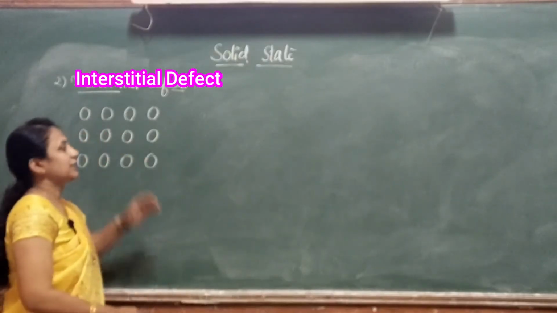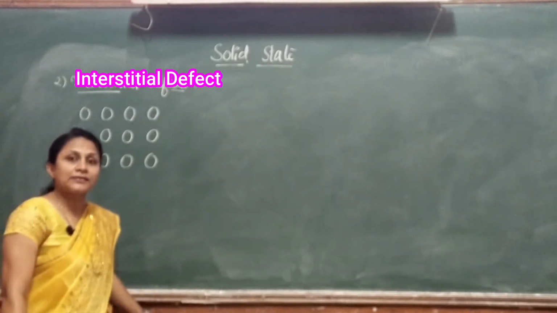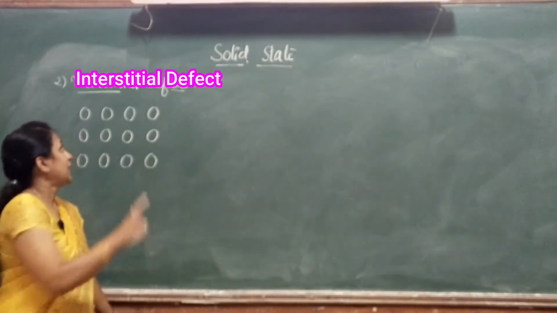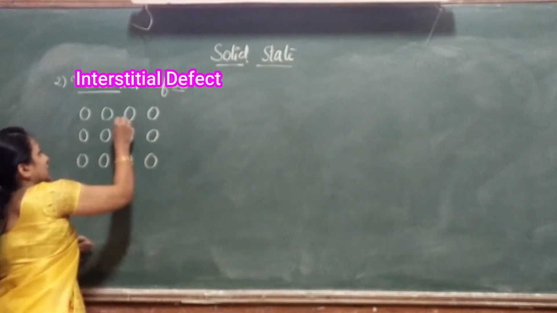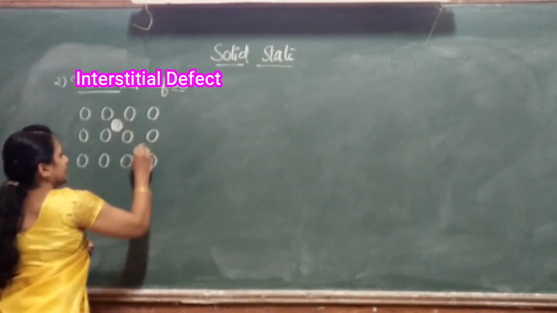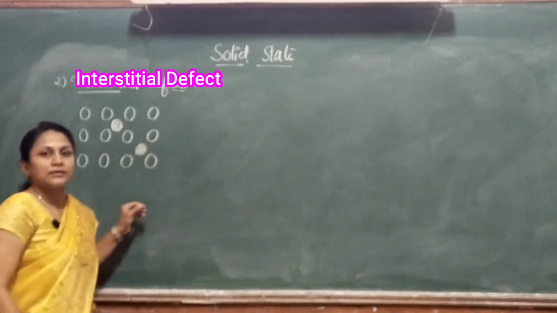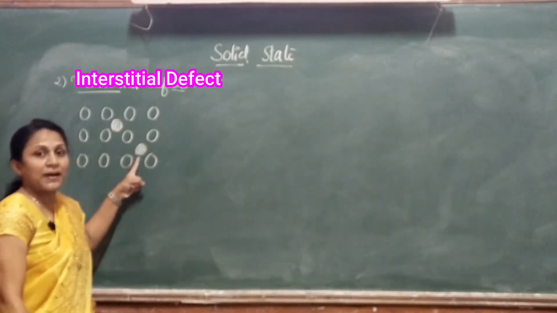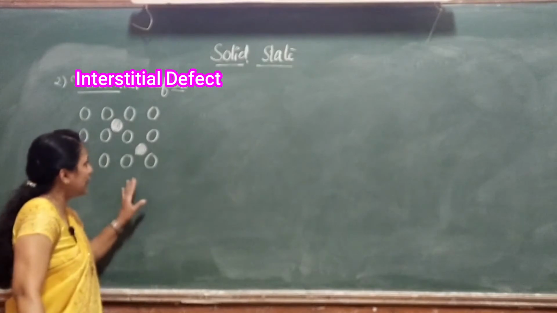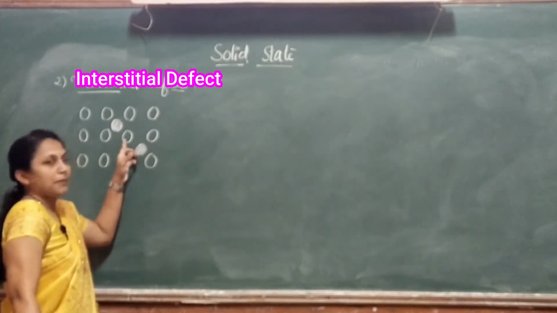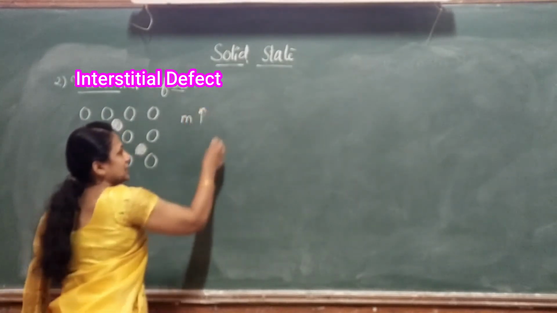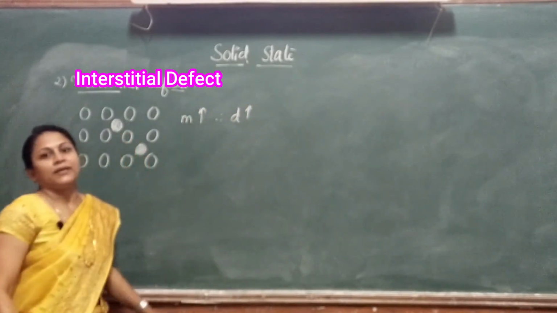The second type is interstitial defects. When some of the extra constituent particles occupy the interstitial site, then this defect is created like this. Extra constituent particles occupy the interstitial site. In between sites, these extra particles are going to occupy. Then the interstitial defect is created. So here, what about the density? Mass increases, but volume remains same. So mass increases, therefore density also increases.